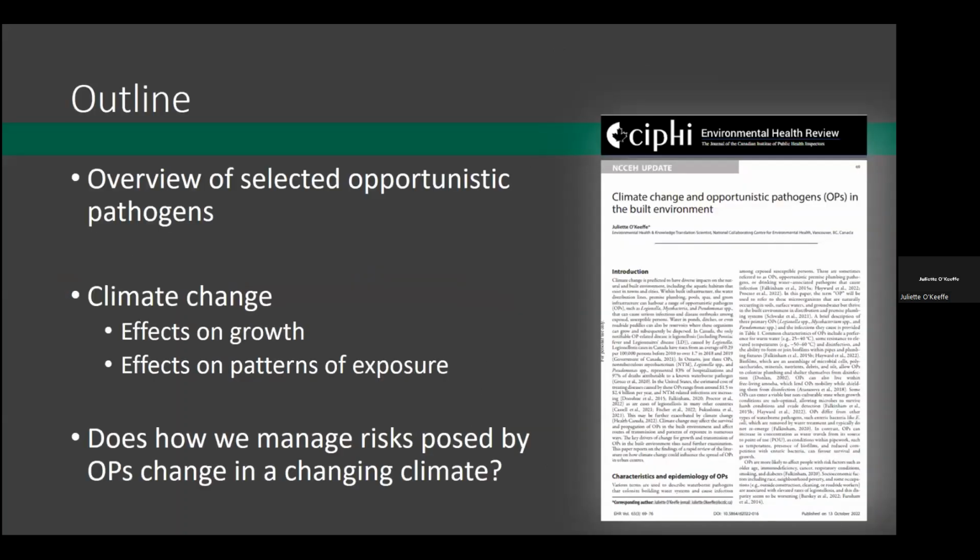I carried out a rapid review of some of this research on climate change and opportunistic pathogens in the built environment, and that was published this month in Environmental Health Review, an open access publication. This presentation is going to give an overview of some of the selected opportunistic pathogens that we looked at, how climate change might affect growth and patterns of exposure to those organisms and infections, and how we manage opportunistic pathogens. Do we have to change how we're managing those in a changing climate?